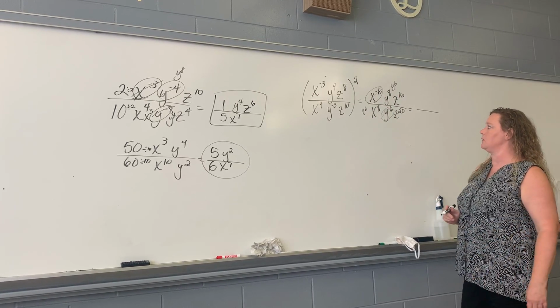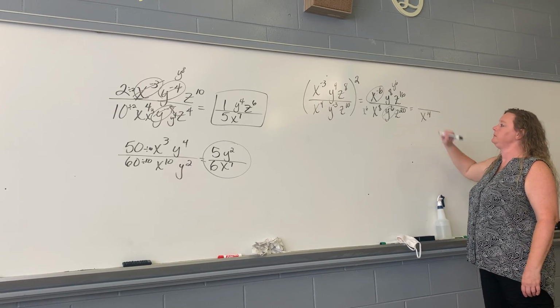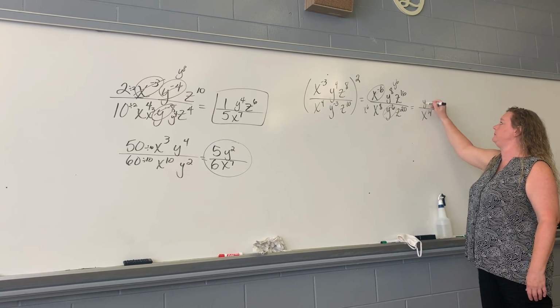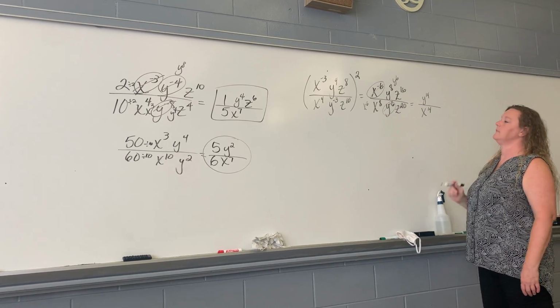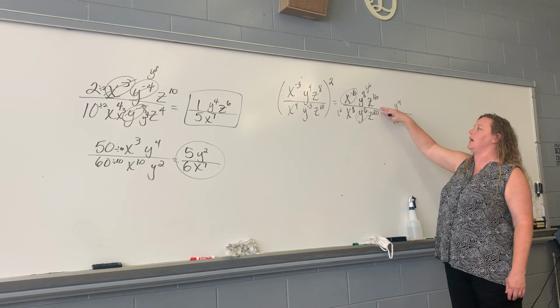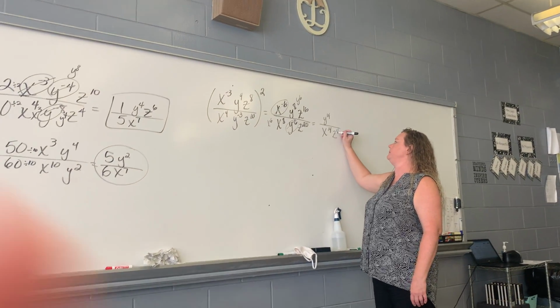Now you just work it like normal. All your x's are on the bottom. You got 6 and 8, which makes 14. All the y's are on top, 6 and 8, which makes 14. Don't add these, because they're going to cancel. 4 on the bottom.